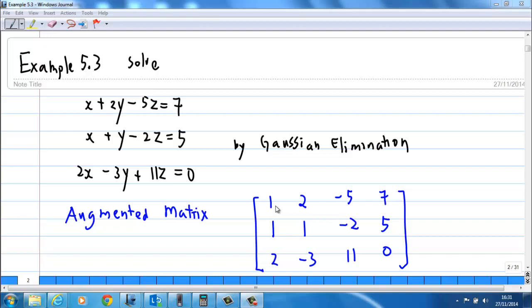The first row is 1, 2, −5, 7. The second row is 1, 1, −2, 5. The third row is 2, −3, 11, 0.